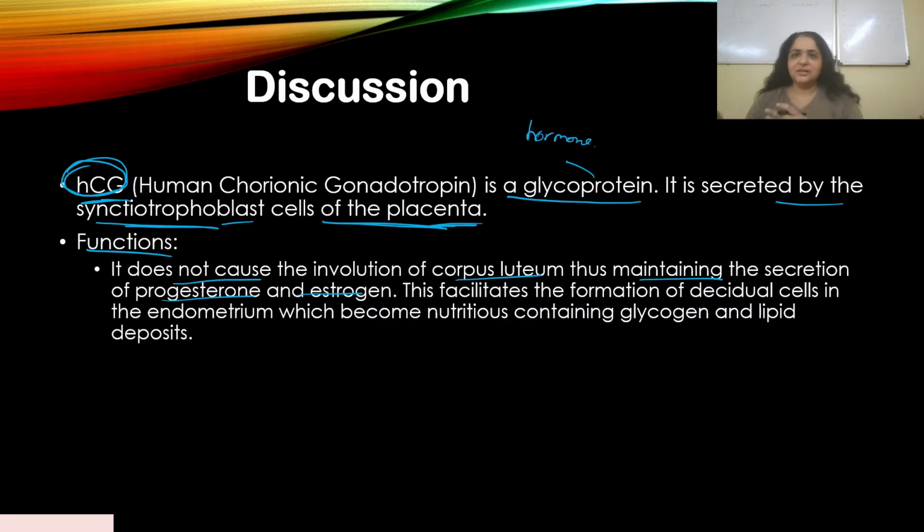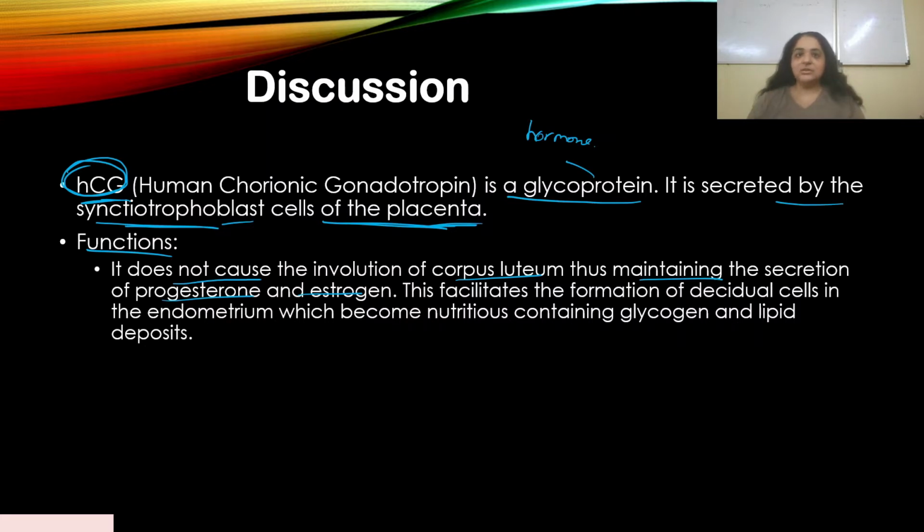So by, let's say, the 10th to 12th day, the implantation has happened and that bilaminar layer is also formed. Okay, now the syncytial trophoblasts begin to secrete HCG, human chorionic gonadotropin. Now human chorionic gonadotropin plays a very important role in maintaining the corpus luteum. It does not cause the involution of the corpus luteum like it would in a normal menstrual cycle or ovarian cycle, as we call it. Involution happens and then menstrual bleeding happens, right? But in this case we don't want the menstrual bleeding to happen, right?